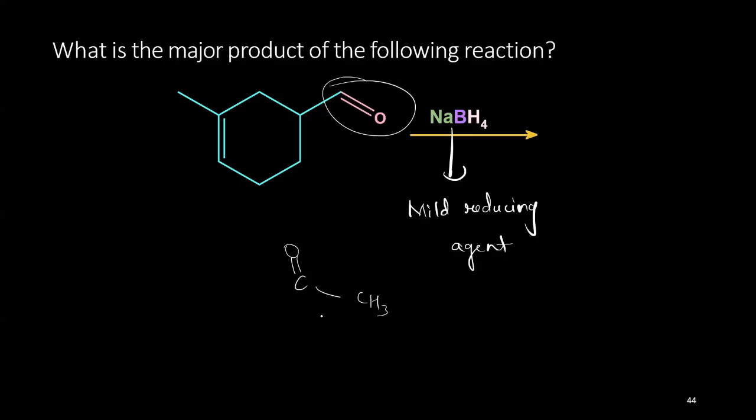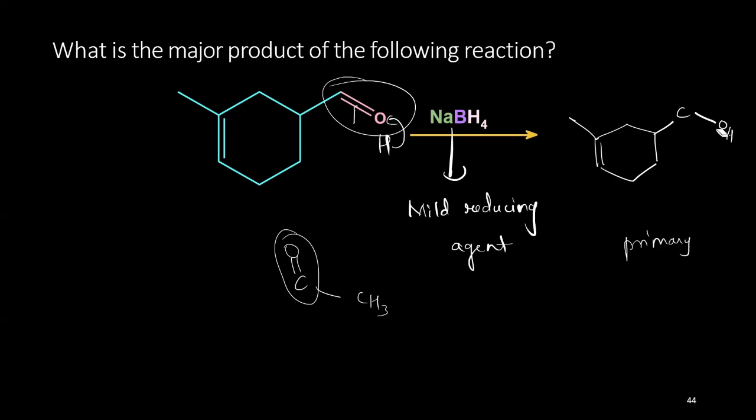Okay, so this is just a C double bond O carbonyl group that is having CH3. When you do the reduction, the double bond of the oxygen will break and a hydrogen will attach to this O. So that will turn out to be like this. One bond of the carbon with the oxygen will be broken and one hydrogen will come and attach here. So it is formed into which alcohol? The primary alcohol, as the OH is attached to a single carbon.